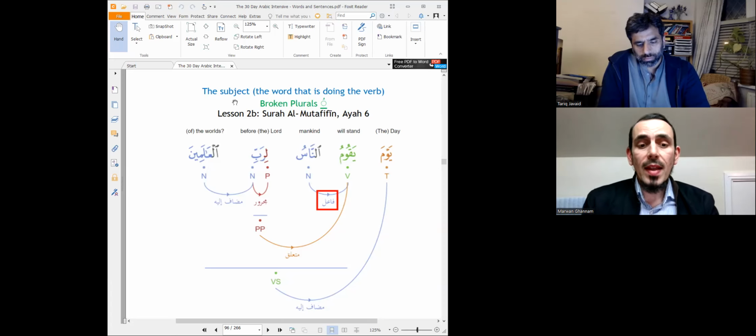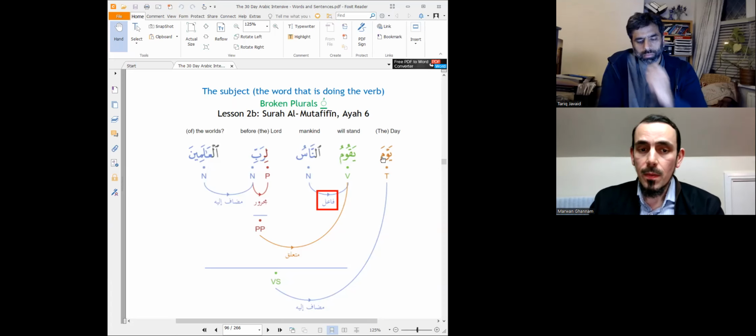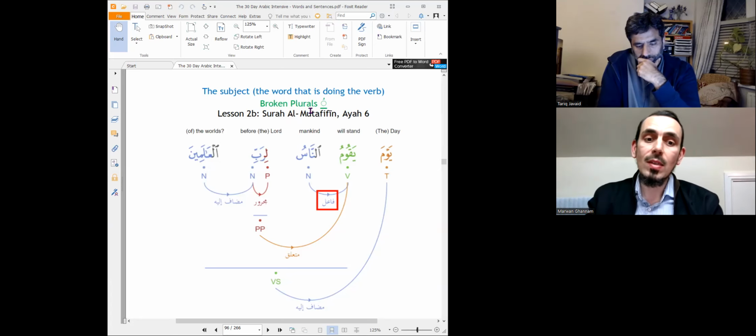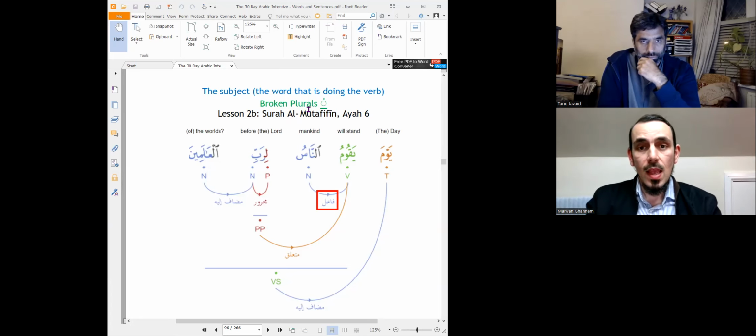So on that day, this is a time adverb. يقوم الناس. Yeah, this is from Mutaffifin, Juz Amma. That mankind will stand. Once you start to get this, it becomes very, very satisfying to actually know what's going on. Now, we know that the nas is the subject because it's labeled here.